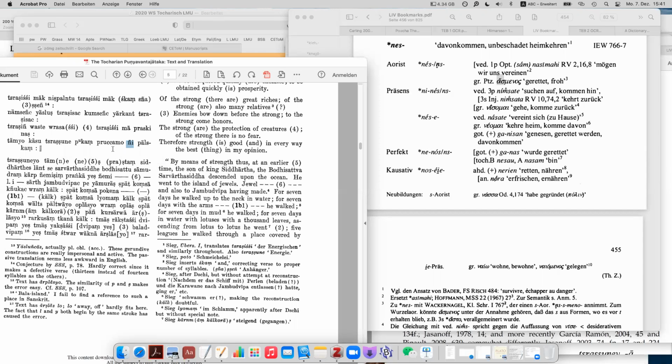Well, actually, in Tocharian we don't have a superlative. In order to express the meaning of comparative and superlative, we usually use such words like 'among all the things', something like that.